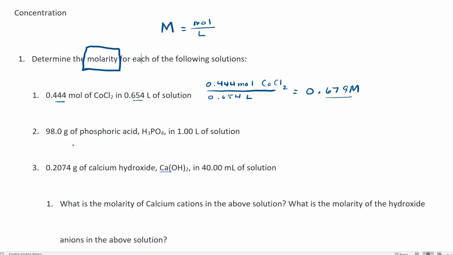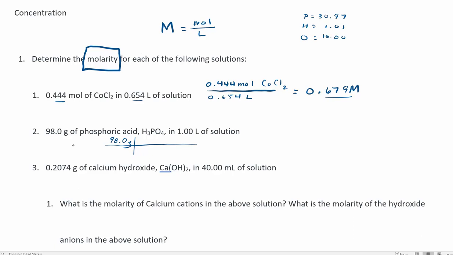Number 2, 98.0 grams of phosphoric acid in 1 liter of solution. 99% of the time in here, when you see grams, you're going to be converting it to moles. So we need the molar mass of phosphoric acid. These are the values I'm going to be using. P is 30.97 grams per mole. H is 1.01. And for O, I'm just going to be using 16.00.